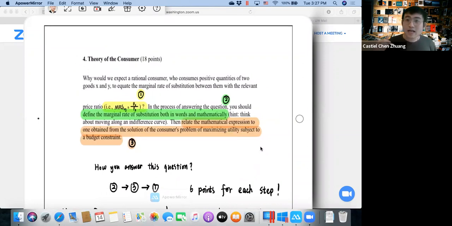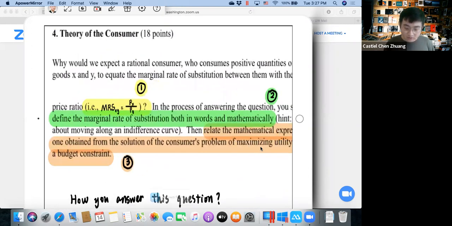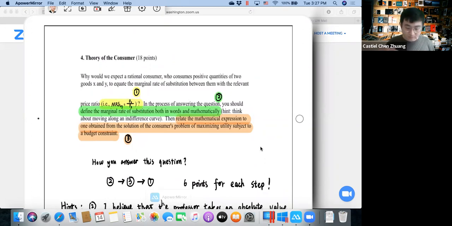So basically, this question is asking you to explain why the marginal rate of substitution between X and Y is equal to the price ratio of X and Y. So to answer this question, it actually gives you several steps to take before you answer this final question. So we should really just focus on the later part of this question before answering the first part. So you have to do all the things that this question asks you to do. So in the process of answering this question, you should define the marginal rate of substitution both in words and mathematically.